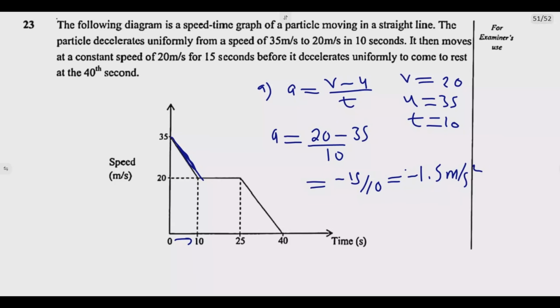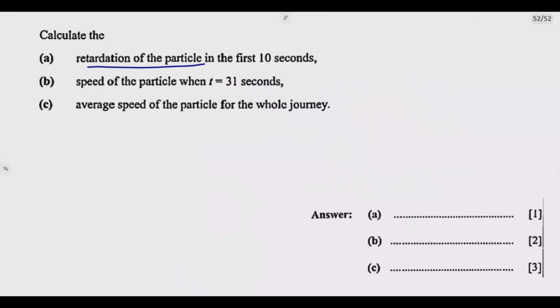Now the question is asking us to find retardation, which is deceleration. Because it's already a negative, the answer we write is 1.5 meters per second square. Unless it said find acceleration, then we're going to include the negative. That's a trick. Then you would have gotten the 1 mark.